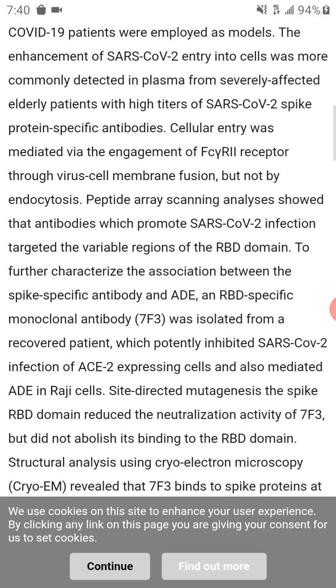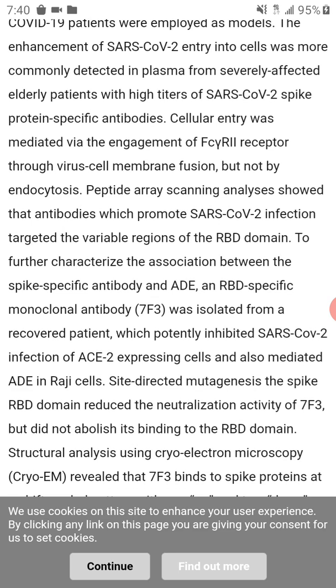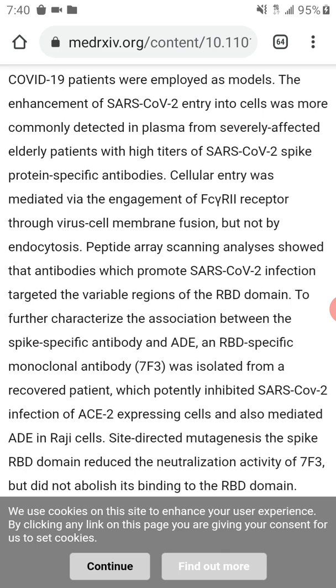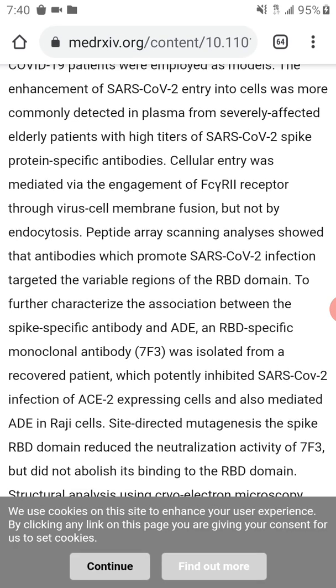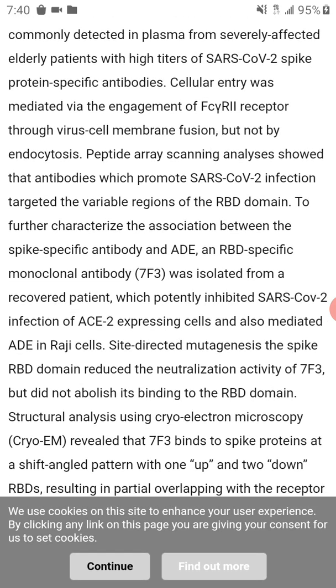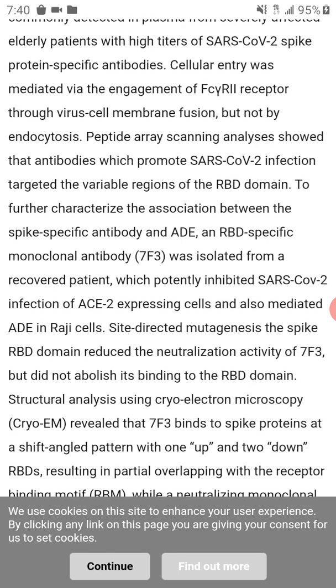The enhancement of SARS-CoV-2 entry into cells was more commonly detected in plasma from severely affected elderly patients with high titers of SARS-CoV-2 spike protein-specific antibodies. Cellular entry was mediated via the engagement of, whatever that is, receptor, through virus cell membrane fusion, but not by endocytosis.